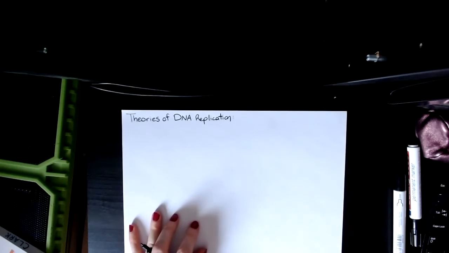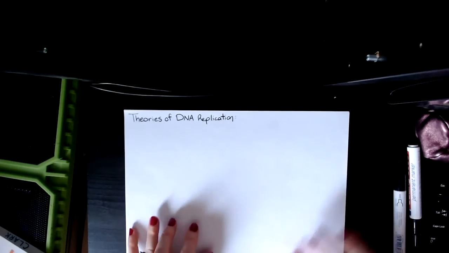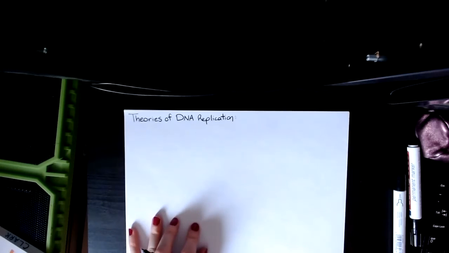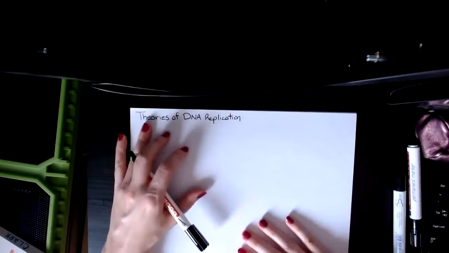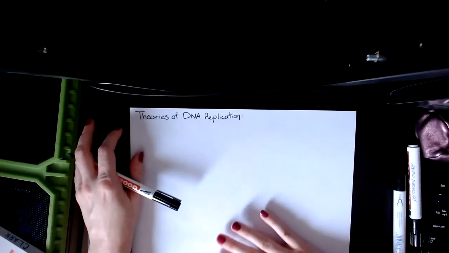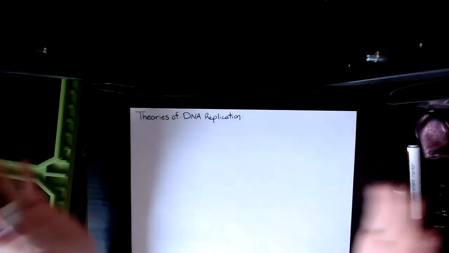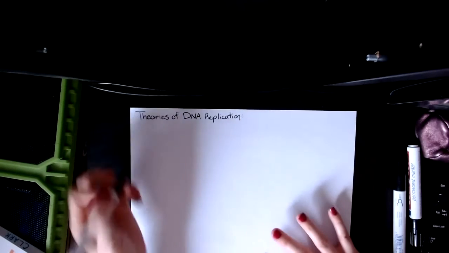So this is just a short video. If you're not clear on the theories of replication, which are important for understanding Meselson and Stahl's experiment, I'm just going to go through the three theories here, and then I'll refer back to them in the Meselson and Stahl video. But if you already understand them, then obviously you can skip this video. But if you're not sure, that's what this is for.